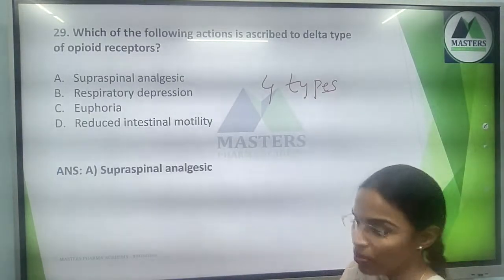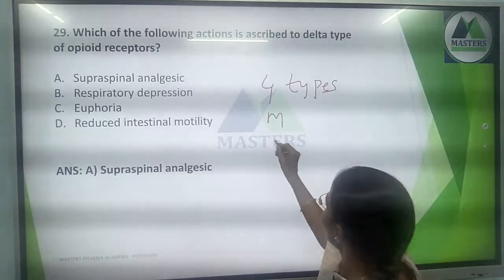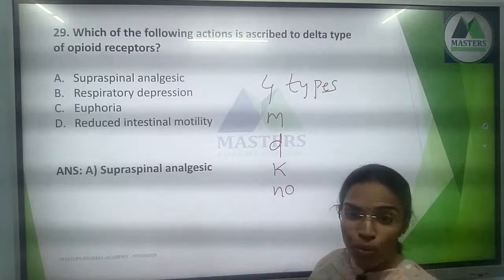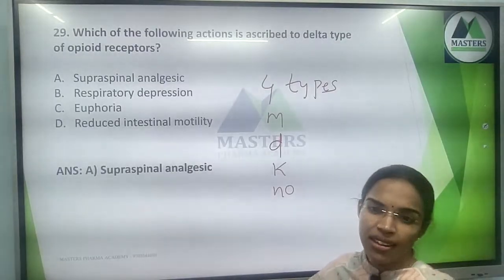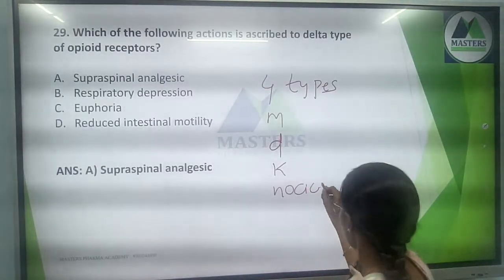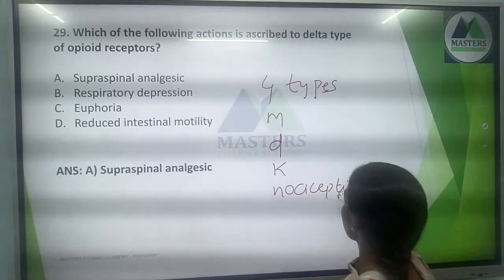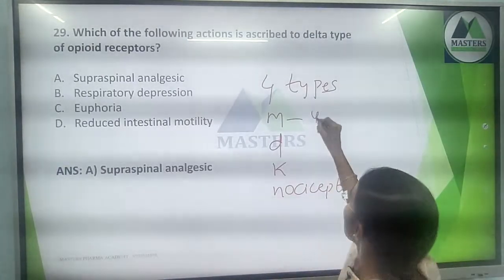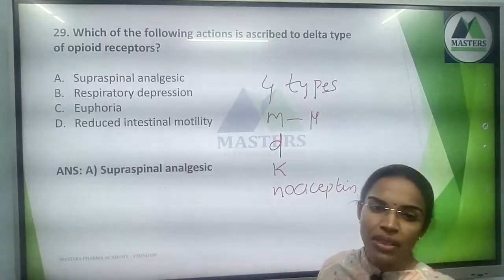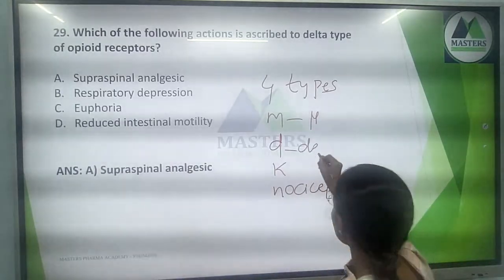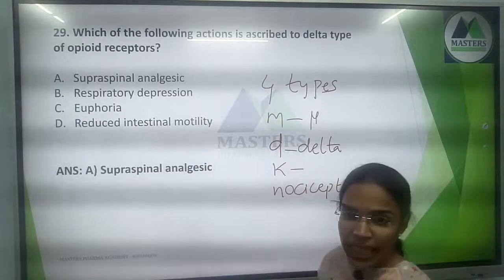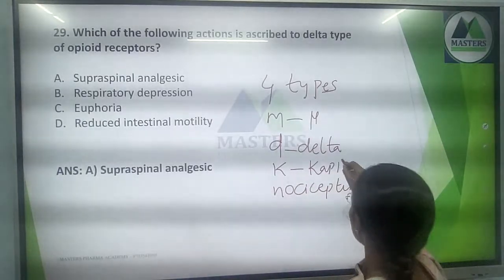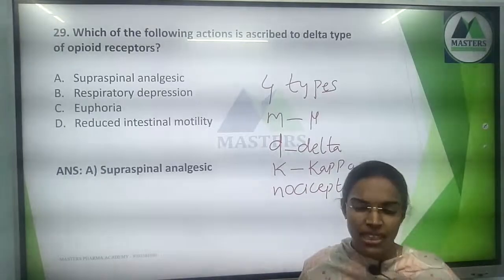Four types of opioid receptors: M type, D type, K type, and the last one, very, very important, nociceptin. M is nothing but mu type of opioid receptor. D is nothing but a delta type of opioid receptor. K is kappa type of opioid receptor. And the fourth type is nociceptin.